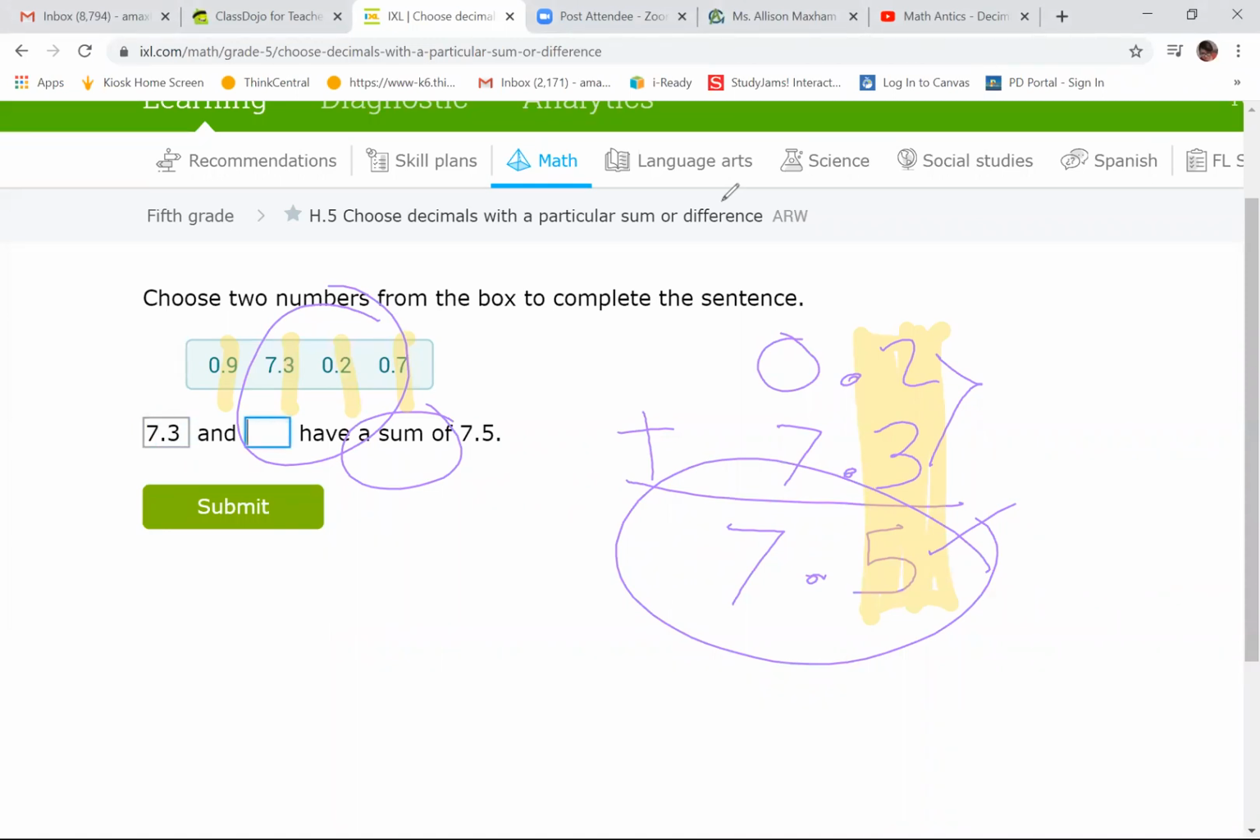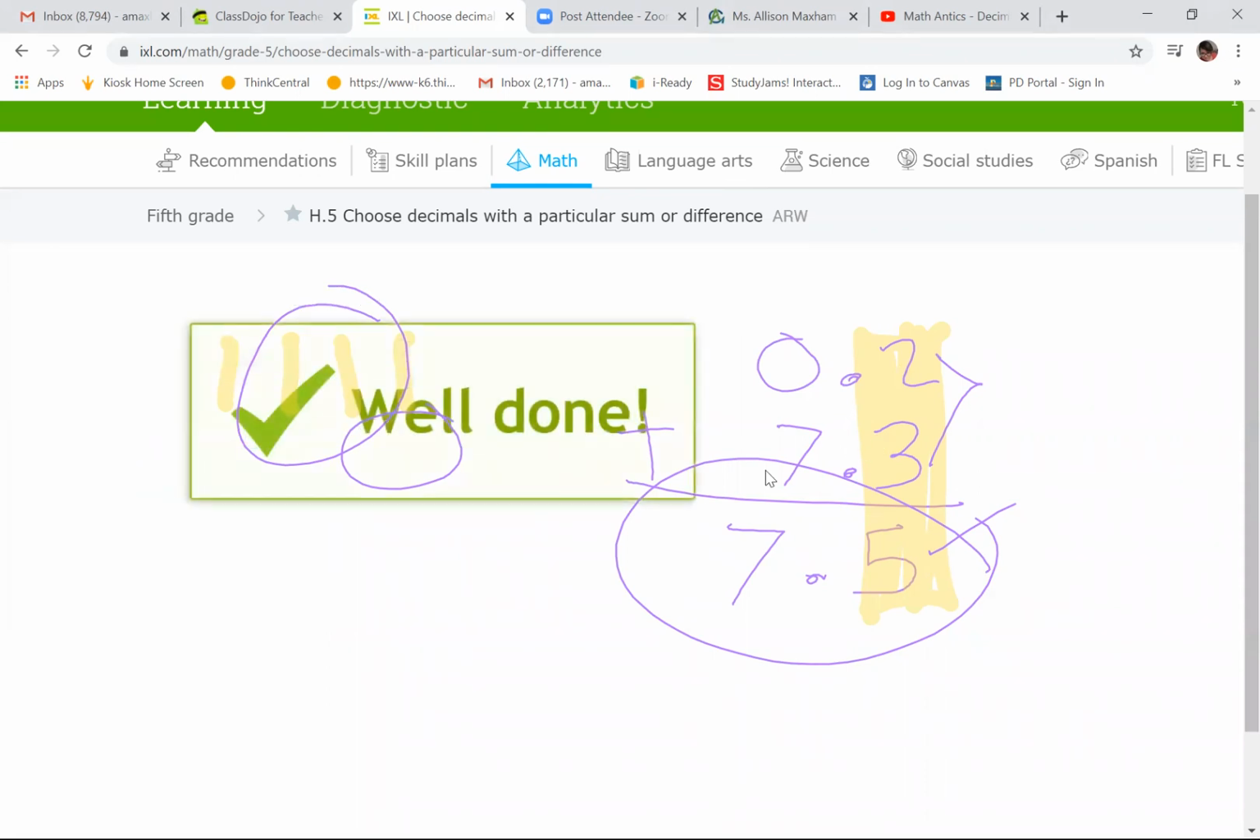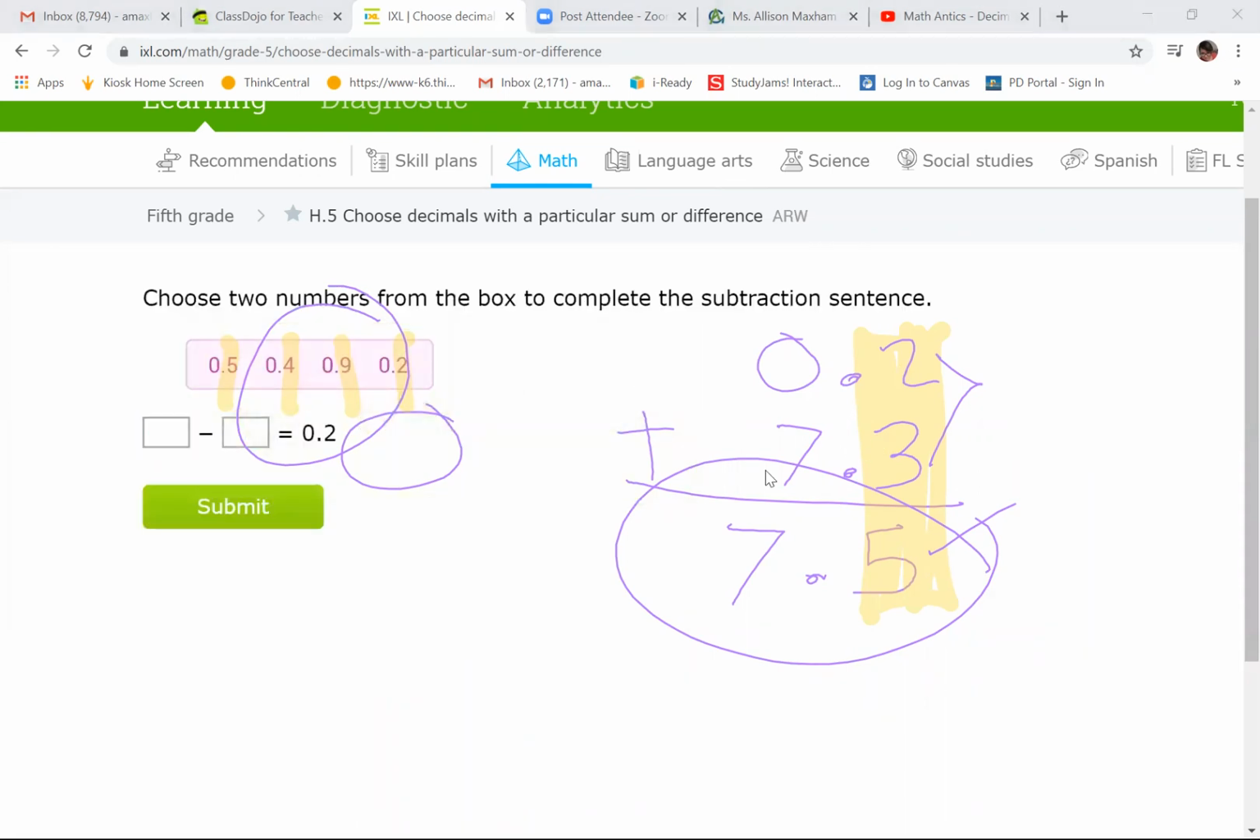7 and 3/10, 0 and 2/10. Let me double check my math over here. Make sure I didn't write down the wrong thing. It looks good. Well done. Oh, that was simple, wasn't it?